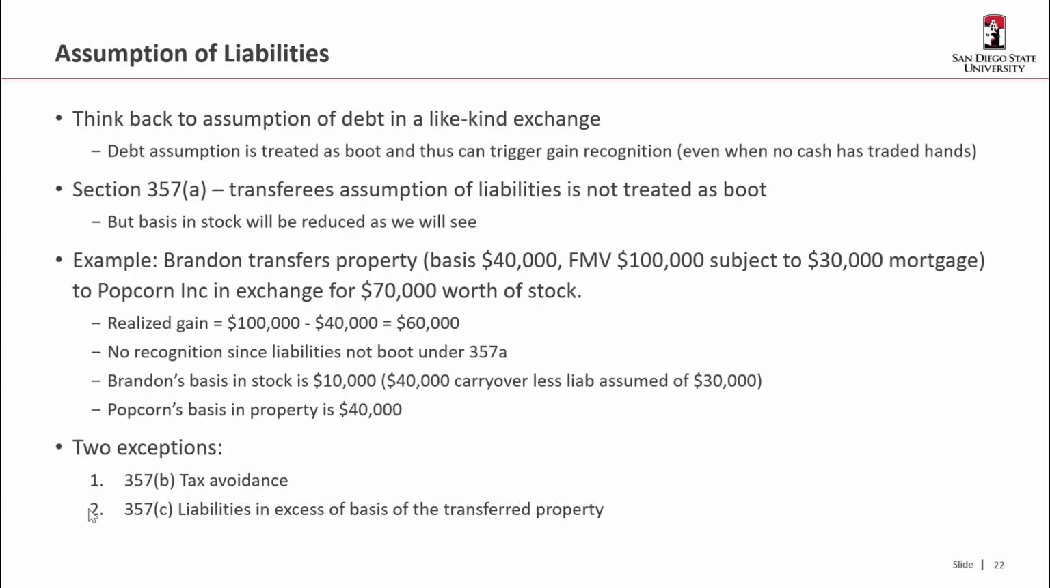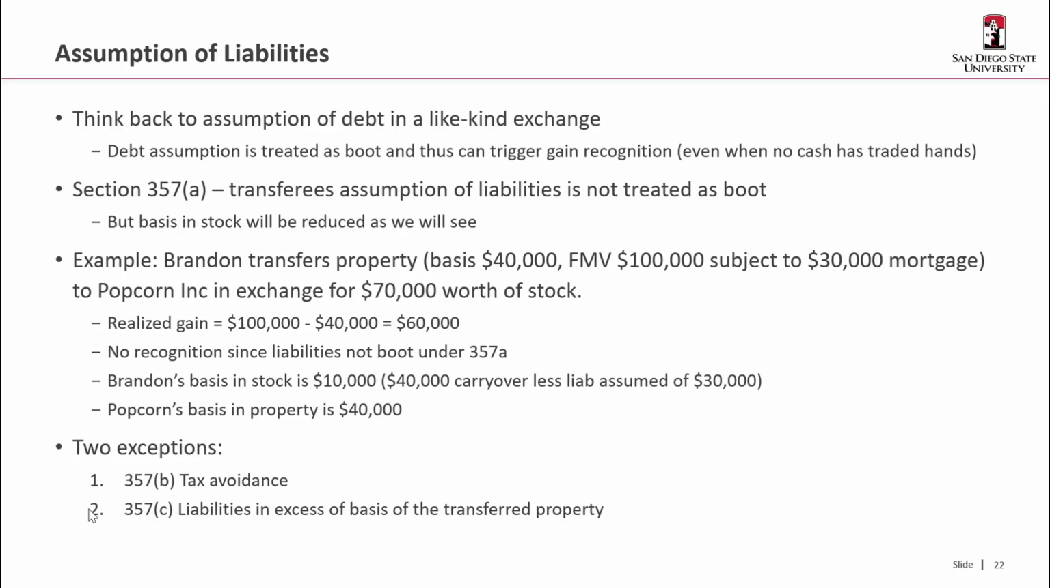So Brandon transfers property. His basis is $40,000. The fair market value is $100,000, and it's subject to a $30,000 mortgage. So he exchanges that to Popcorn Inc. and gets back $70,000 worth of stock. So his realized gain is the $100,000 less the $40,000, or $60,000. Just to make sure we understand that, his amount realized is the $70,000 worth of stock plus the $30,000 of liabilities assumed. So just to be clear, that's the $100,000.